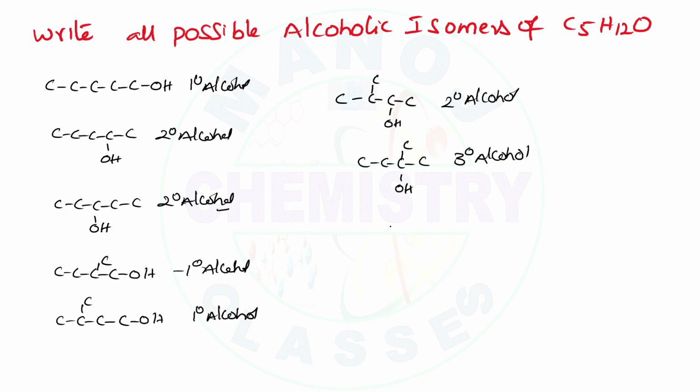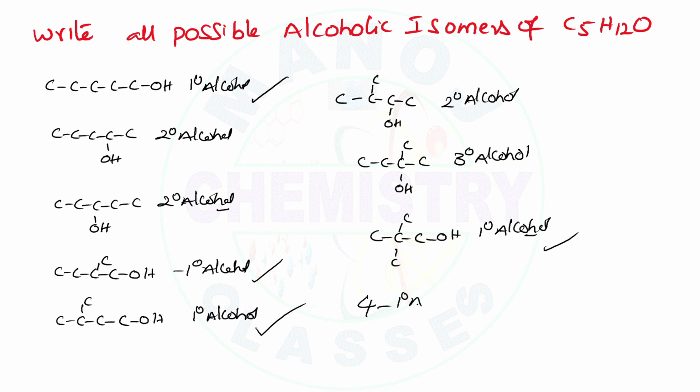Whereas I can write one more example, 1 2 3. Here a carbon, here a carbon, here an alcohol. This is a primary alcohol. So here total I can write 4 primary alcohols. So this one is primary, this one is primary, this one is primary, this one is primary. So 4 primary alcohols I can write, whereas total 8 alcohol isomers I can write.